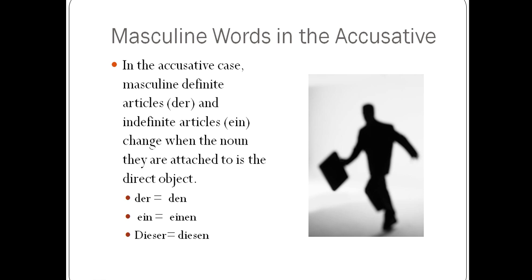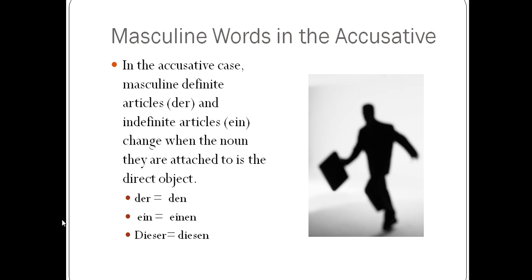But instead of der, you need to use den, D-E-N. If you want to say, instead of I have the pen, I have a pen, instead of saying ich habe ein Kuli, you would say ich habe einen Kuli. And if you want to use dieser, you would instead use diesen. Ich habe diesen Kuli. I have this pen.